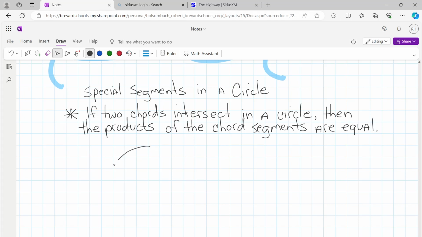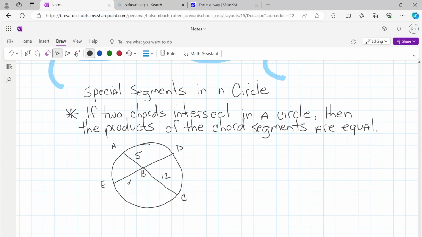So we've got a circle here, and then two chords that intersect inside the circle. If we label these A, B, C, D, E, and AB is 5, BC is 12, EB is x, and B to D is 10.